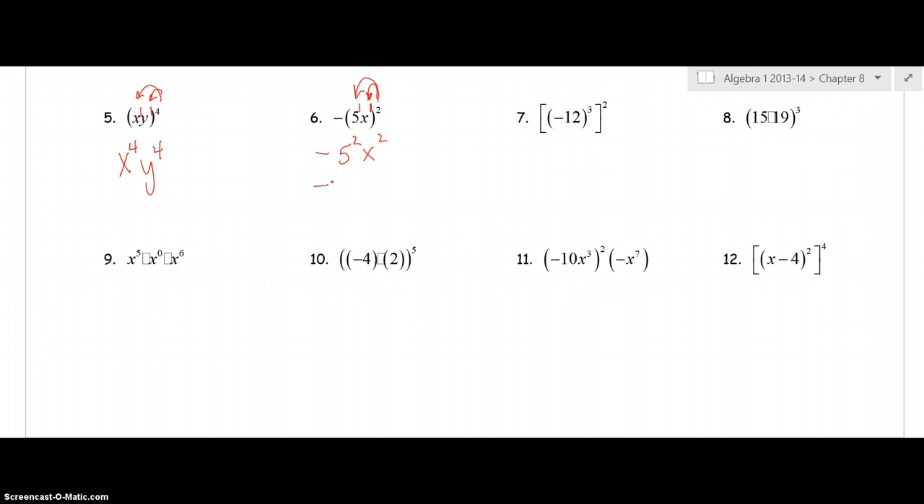And then what is 5 squared? 25, because it's 5 times 5, right? So we get 25 x squared.